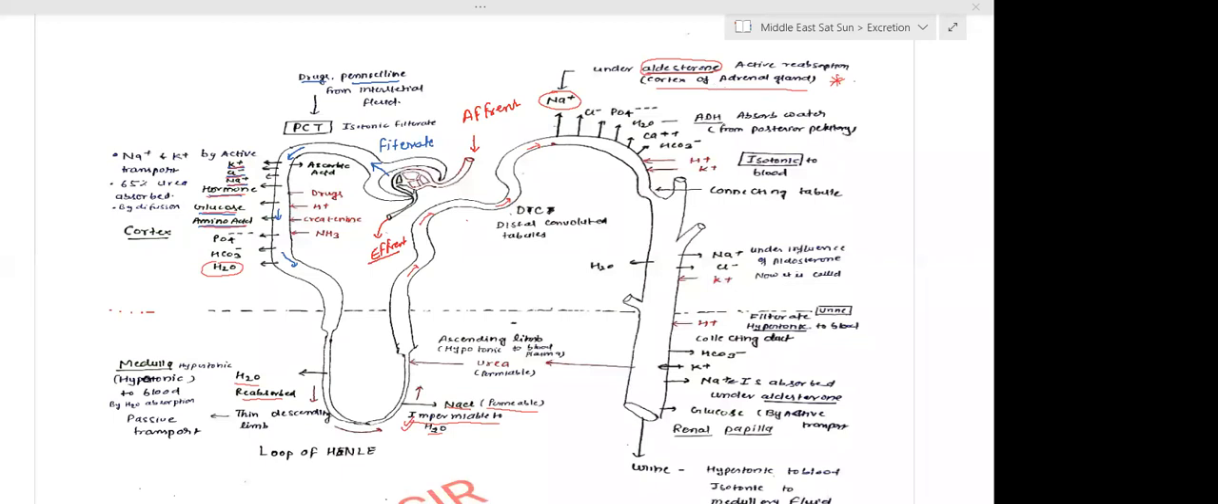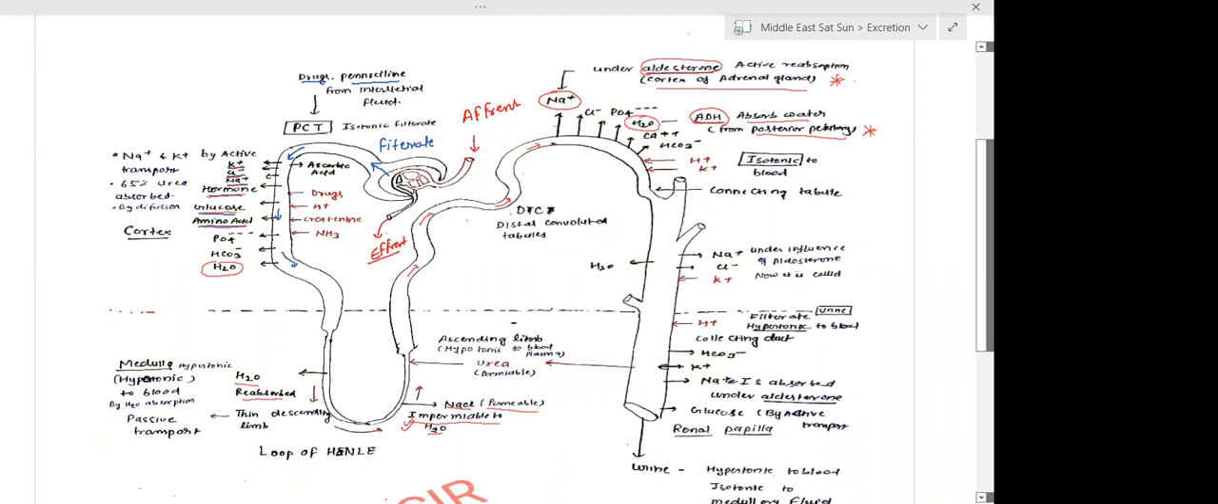Again, one more enzyme is working at the DCT part, the distal convoluted tubule. One more hormone is working, that is ADH. ADH is antidiuretic hormone. Under the influence of ADH, which is secreted from the posterior pituitary, they will absorb the water. Again, a very important question. So in the DCT, two hormones are working: aldosterone, and the second one is ADH. Under the influence of these two hormones, two things are getting absorbed, that is sodium and water.